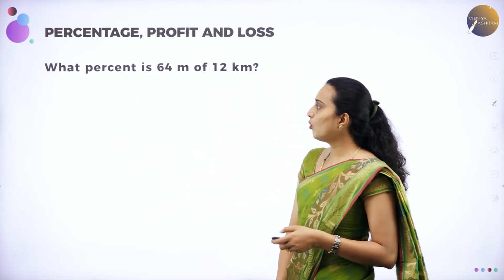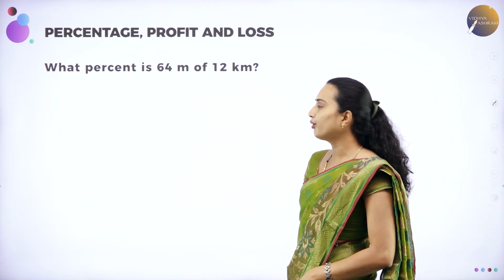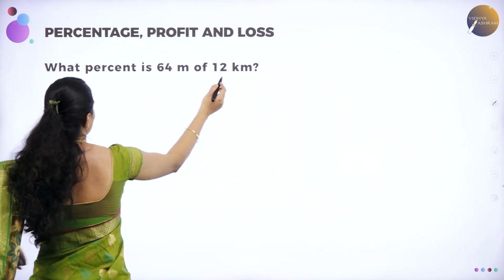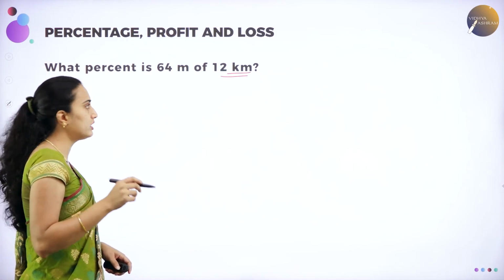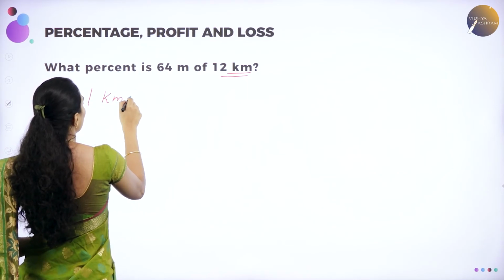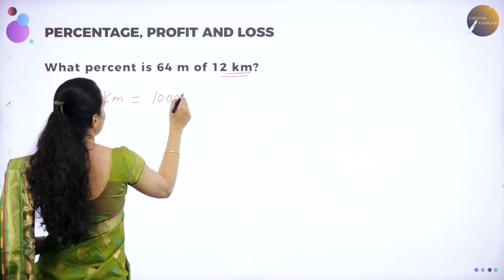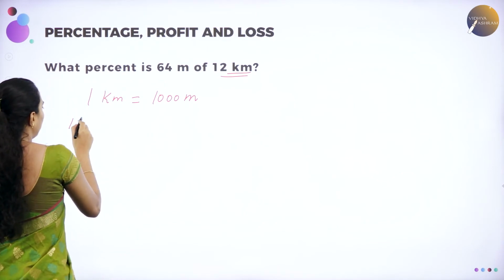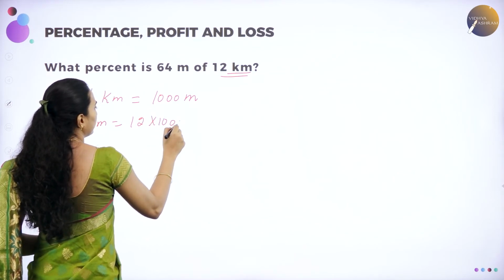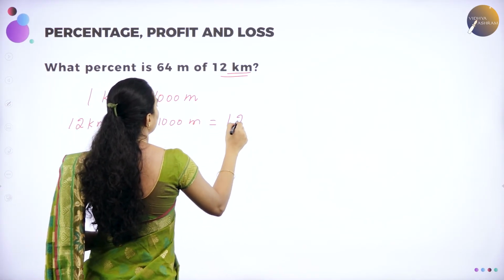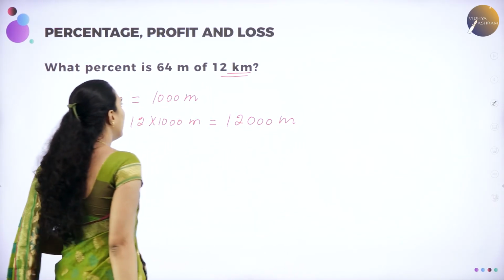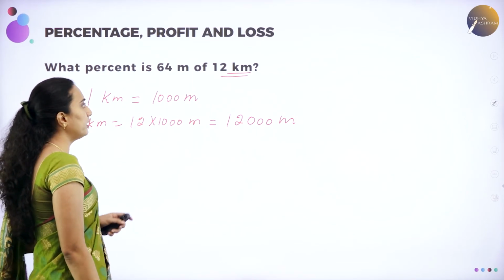Next, they have given what percent is 64 meter of 12 kilometer? Now, we need to convert this 12 kilometer into meter. They have given 64 meter, isn't it? Now, 1 kilometer is equal to 1000 meter, correct? So, 12 kilometer can be converted as 12 into 1000 meter, which is 12,000 meter, correct?